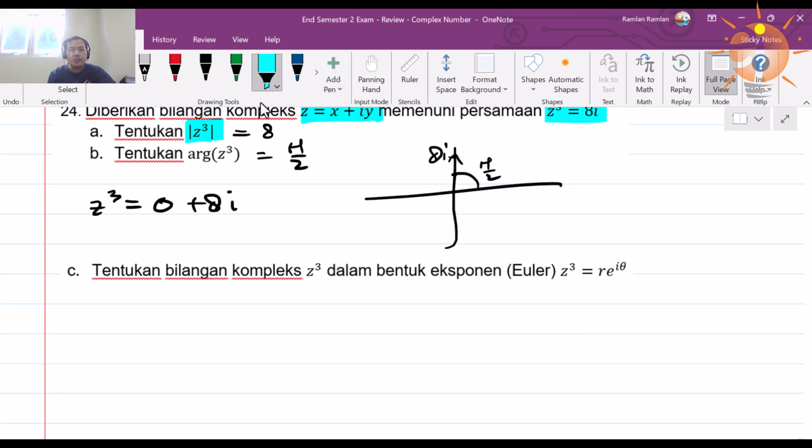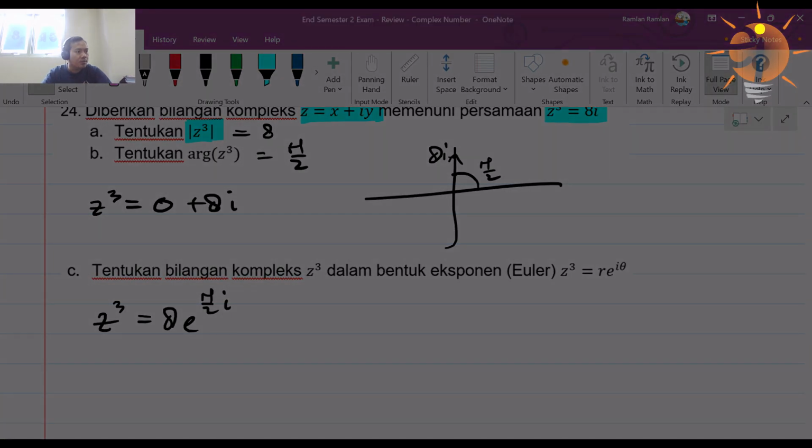We already know the value of r and theta, so we can write z to the power of 3 as 8, the r value, times e to the power of pi on 2 i. Don't forget the i. Pretty simple.